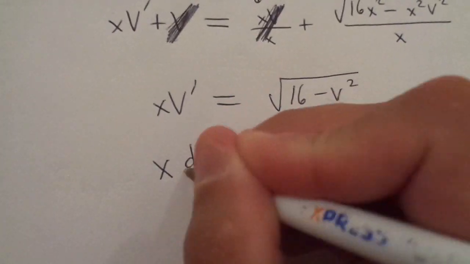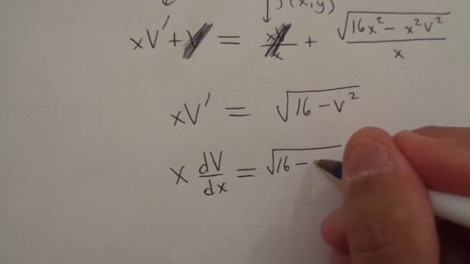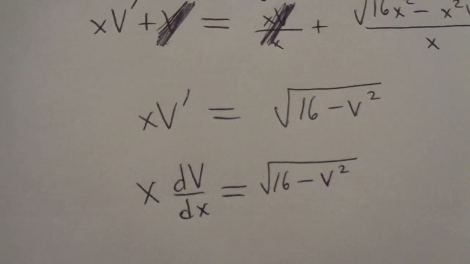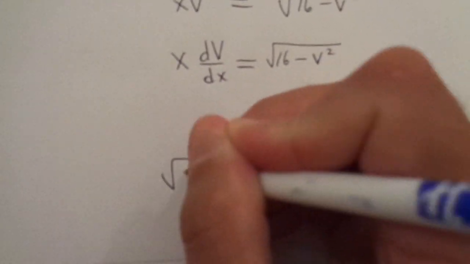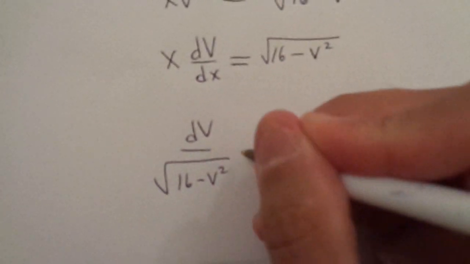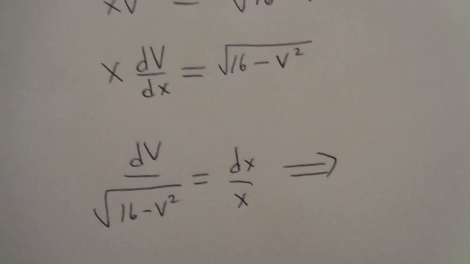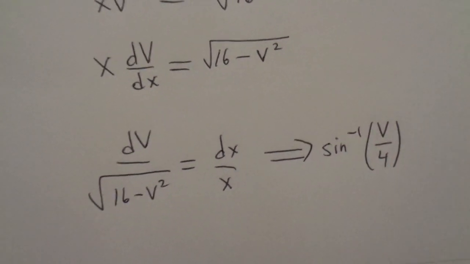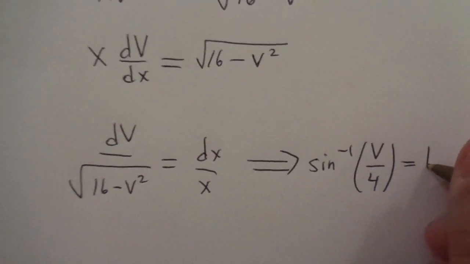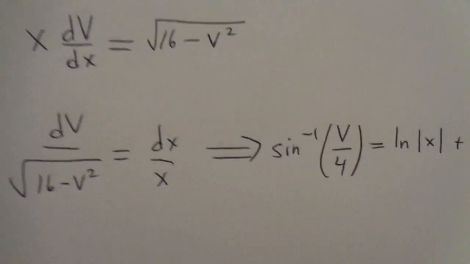As I said, this always becomes separable. To see how to separate it, I like to rewrite my v prime as dv over dx. And then I'm going to move all of the v stuff to the left side and all of the other stuff to the right side. And then I'm going to integrate both sides of that. When you integrate on the left side, you're going to maybe want to use a table of integrals. It turns into the arc sine of v over 4. On the right-hand side, it's the ln of absolute x, and we put our plus c there. Okay?